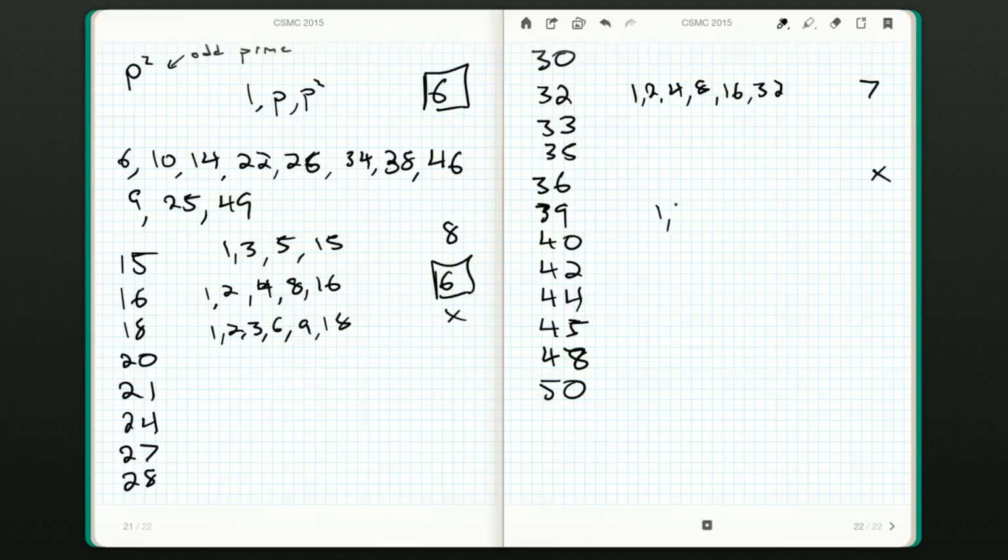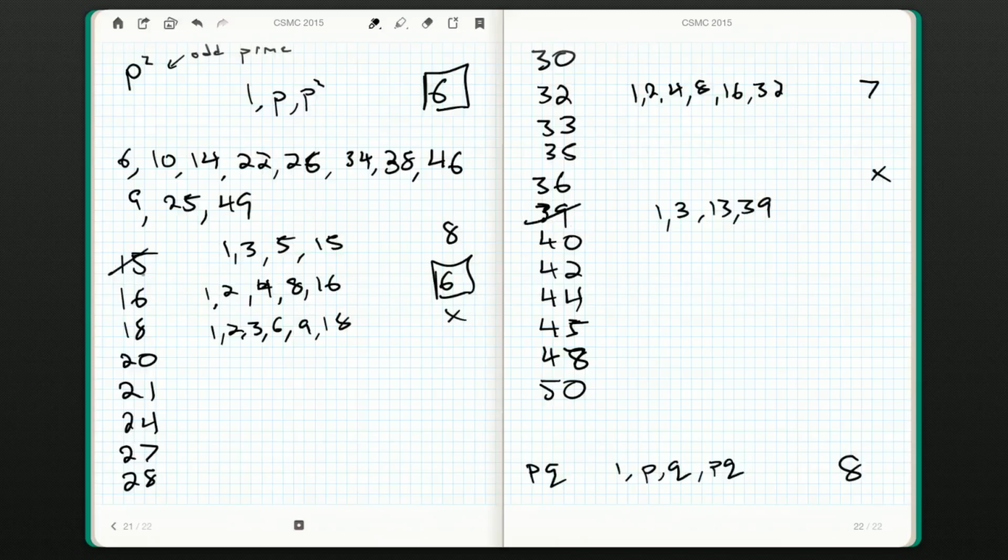While I'm over here, looks like if I have P and Q odd, we get 1, P, Q, and PQ. And that's going to be 8. So that means 39's off the list. That's why 15's off the list. 21 will be off the list. 33 will be off the list. 35 will be off the list. This is a great way to cancel some of these things out.